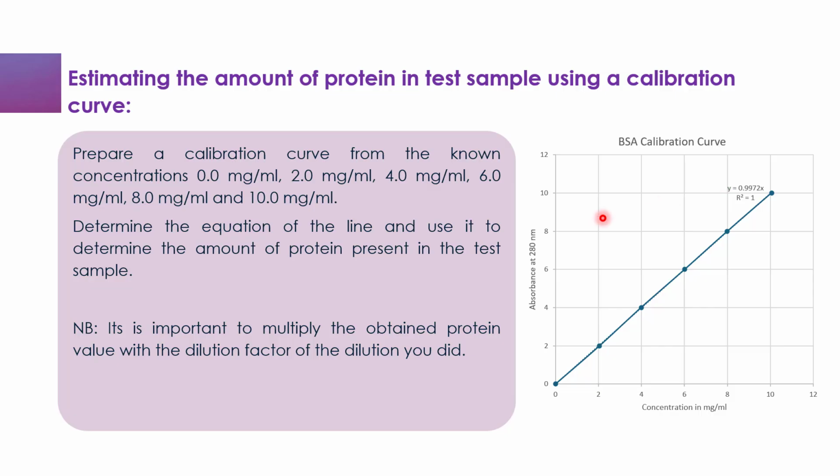Let's assume that when we did our test analysis and measured, we had an absorbance value of, say, 8.5. What it means here is that in place of the y, we put 8.5 and divide it by the 0.9972 to obtain the x value, which represents the protein concentration in the test sample. When you are done, one important thing to note is that it is important to multiply the obtained protein value by the dilution factor of the dilution you did.